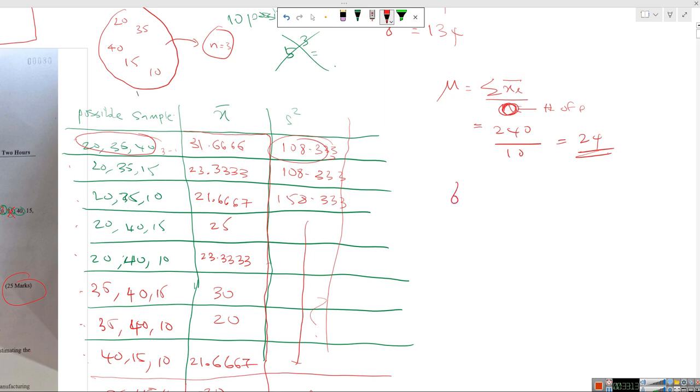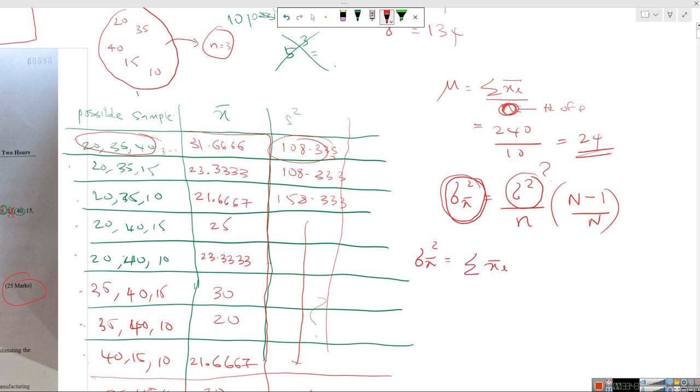So the equation: sigma x bar squared is equal to sigma squared divided by n, into (n minus 1) divided by n. Okay, now we have to find this. We need to calculate the variance of this x bar. So sigma x bar square is equal to summation of (xi bar minus mu) whole square divided by m, or n. For example, if you put m here, then that will be easy for you, right? So now this is m.